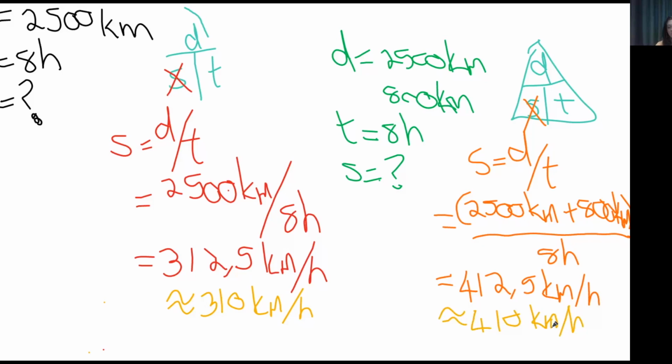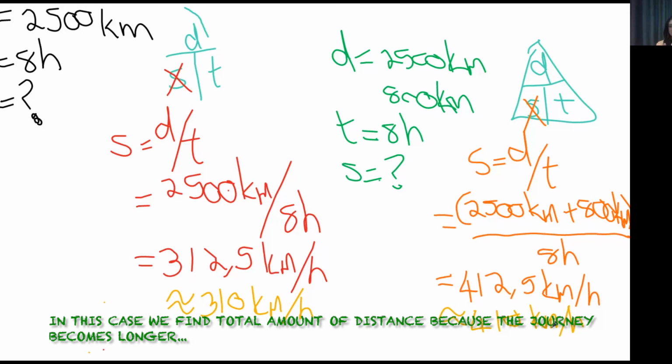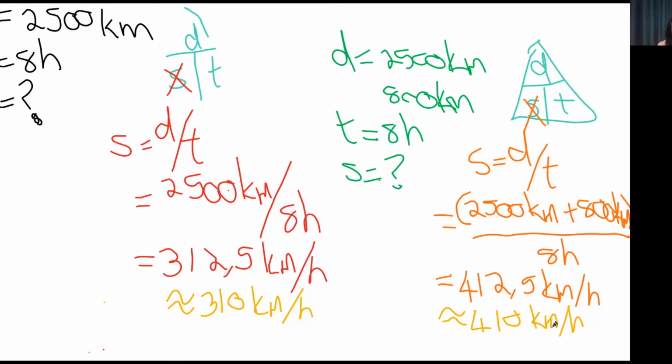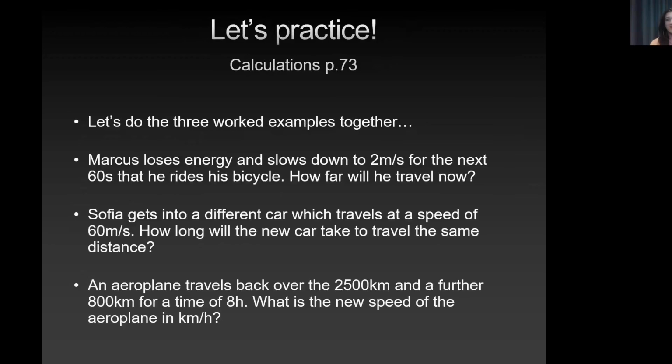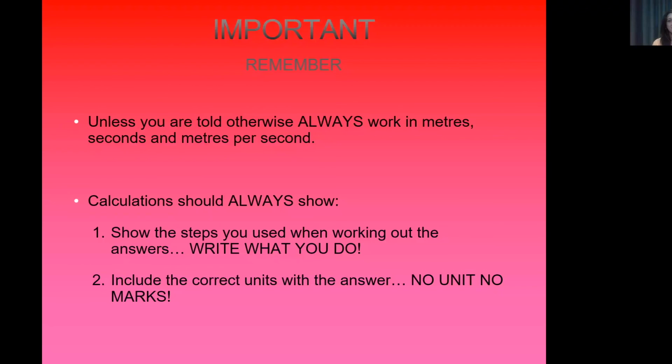It will be the same for more than one speed or for more than one time. You always want to find the difference between the two or the total amount of the two. For distance, you will find the total amount that is traveled. For time, you will find the difference between the two. And for speed, you will also find the difference between the two. Well, that's it for our calculation challenge, but there's something important to remember.